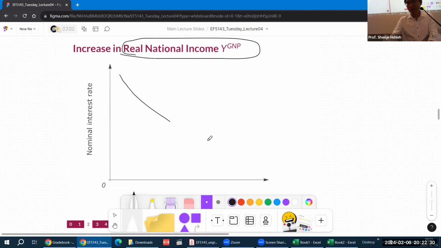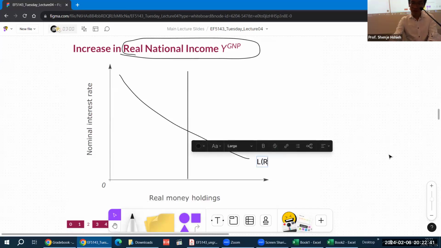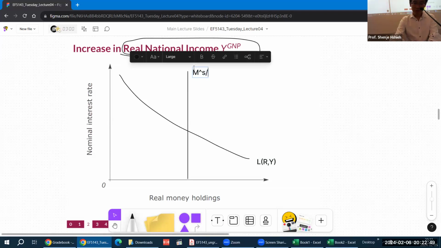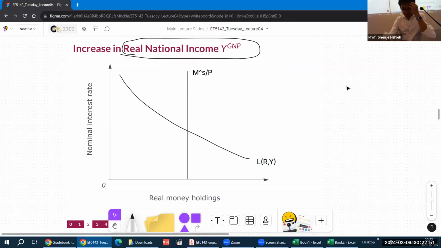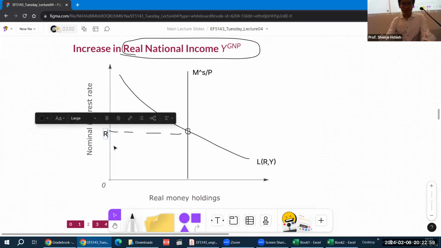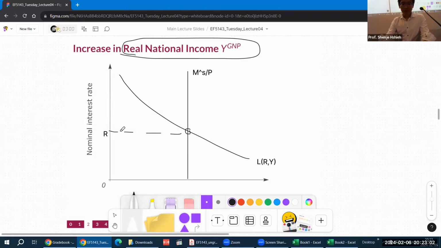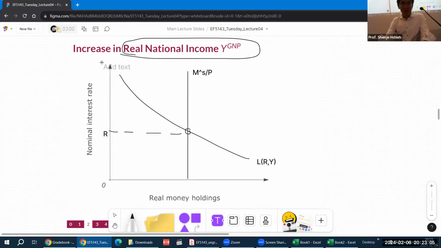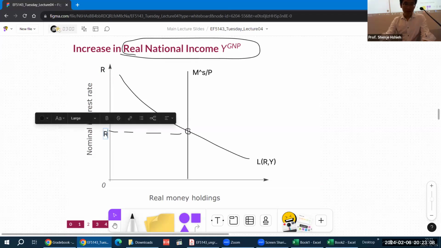So let's start with a money supply curve. Sorry, money demand curve, along with a money supply curve. So I'm going to write L(R, Y) here, and then I'm going to write MS over P. We have an initial market clearing point that will set our initial interest rates. So let me write R here, and then let me specify this as R naught, okay?